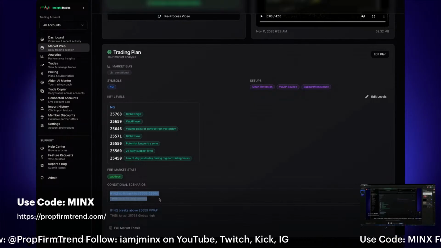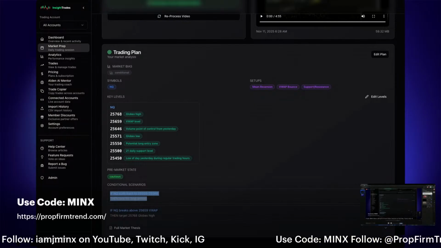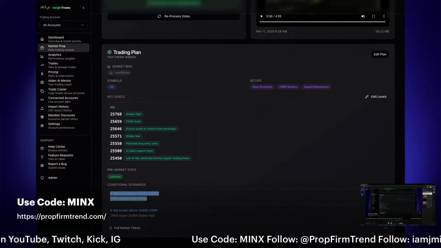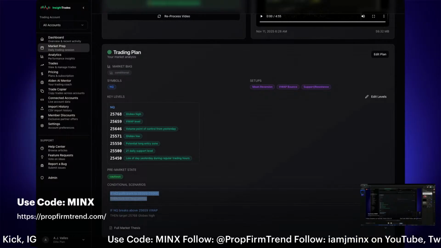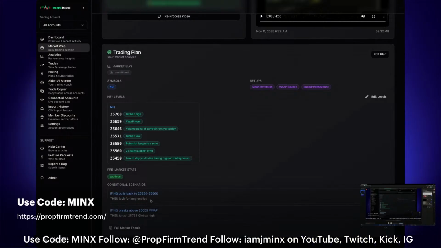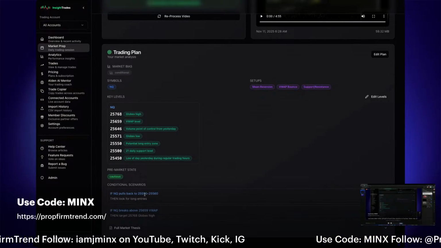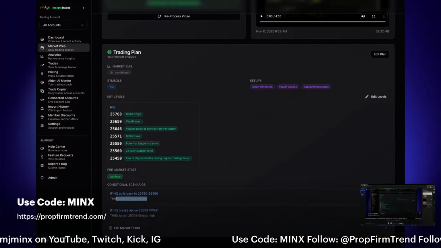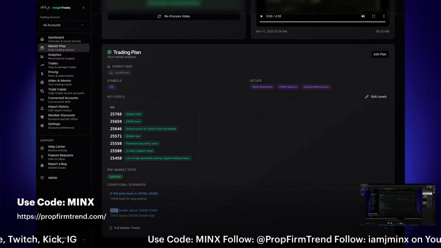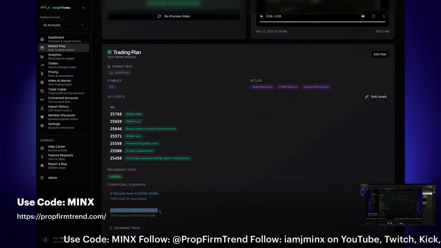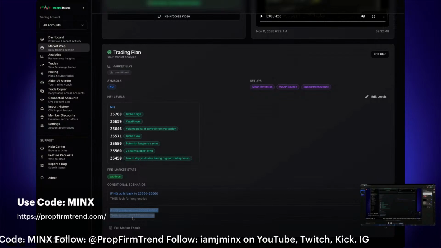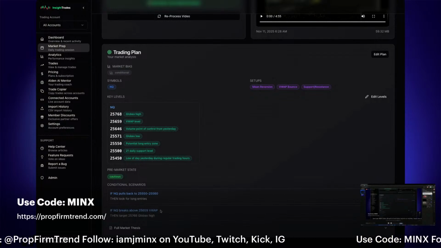Conditional scenarios is really just exit and entry. So it's understanding what you're expecting price to do, and then what you plan to do when that price gets there. For example, if NQ is pulling back between the 550 and 560 area, I'm looking for entries for longs. If I'm looking to break above VWAP, then I'm going to target the Globex highs on the day.